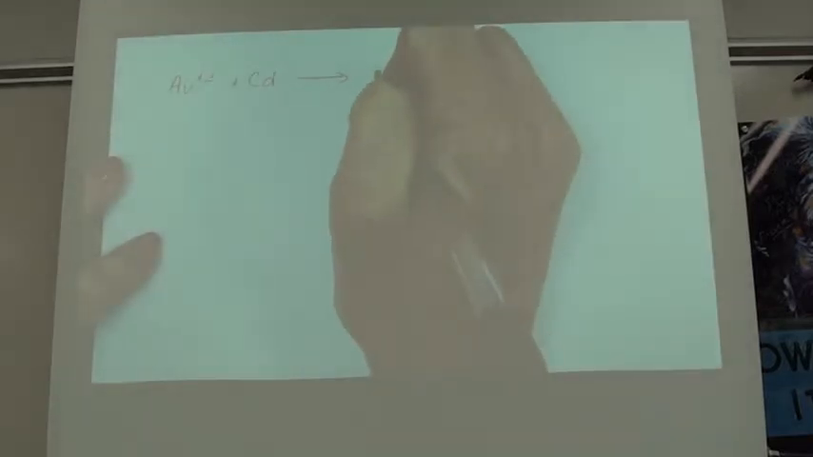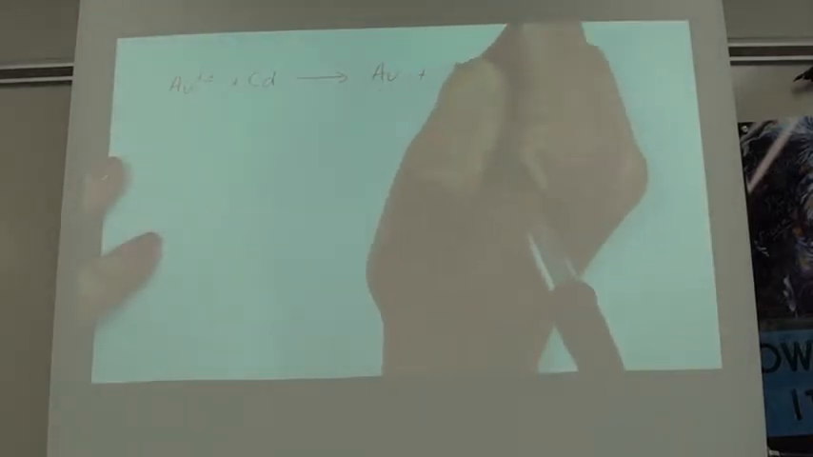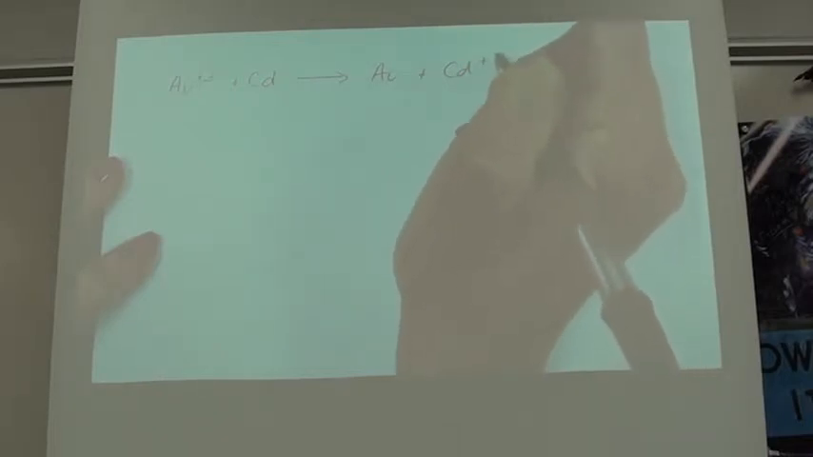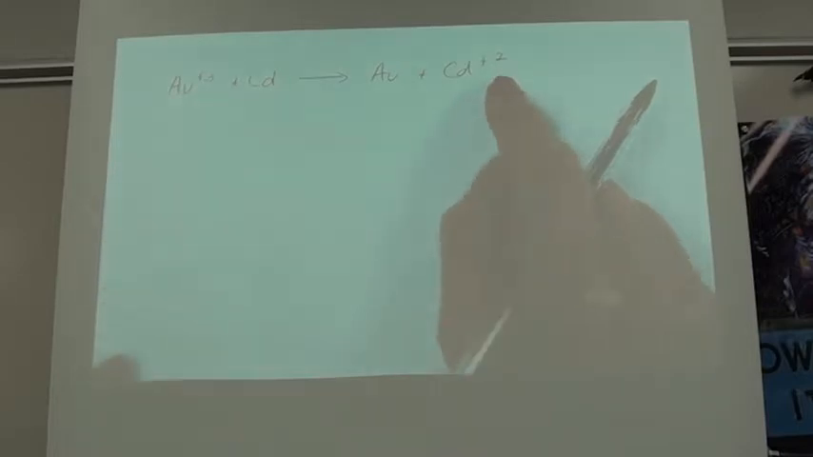Number 14 says that a gold ion and a solid cadmium react, and then the products are the solid gold and the cadmium ion. This is a net ionic equation. There is an anion here and an anion here. They're the same anion, so they were left off, they were spectators. This is an unbalanced net ionic equation.